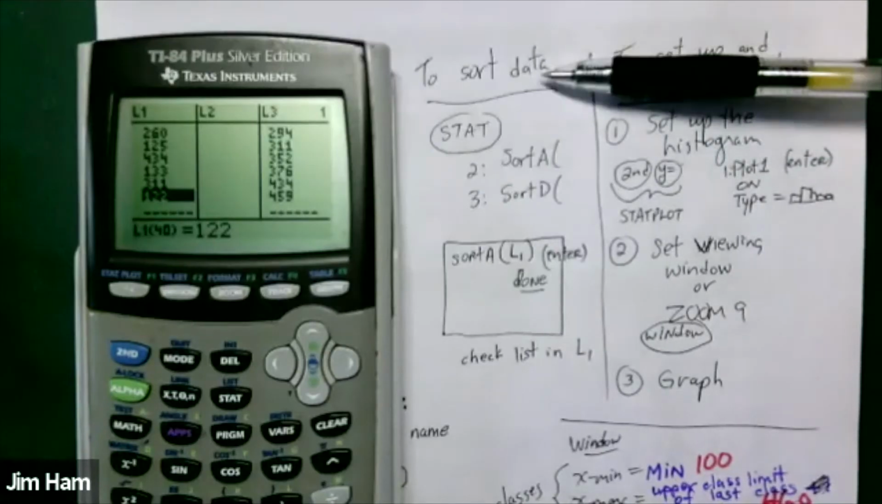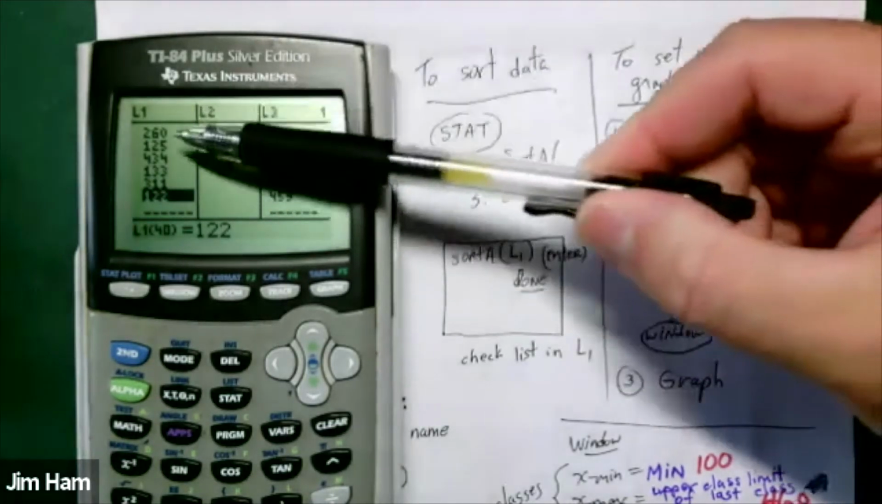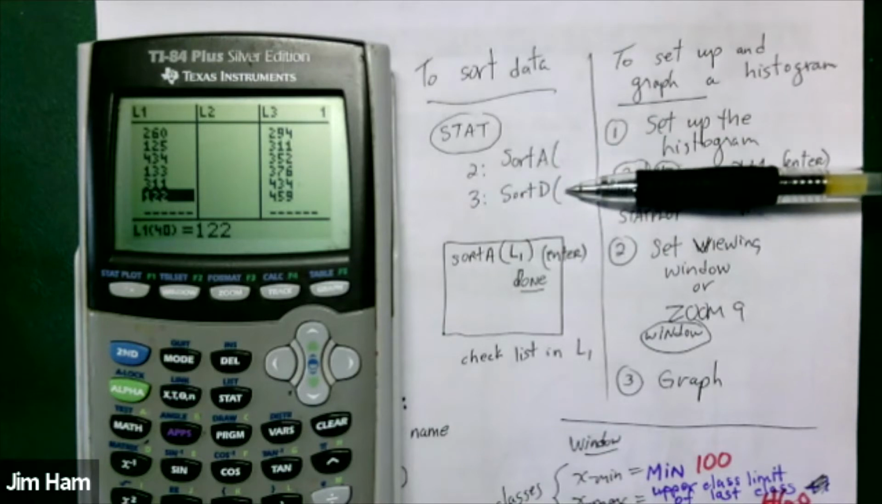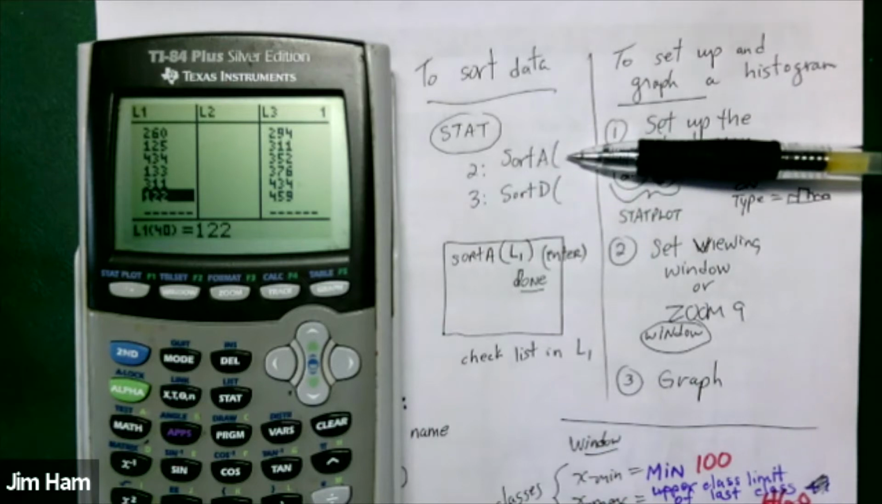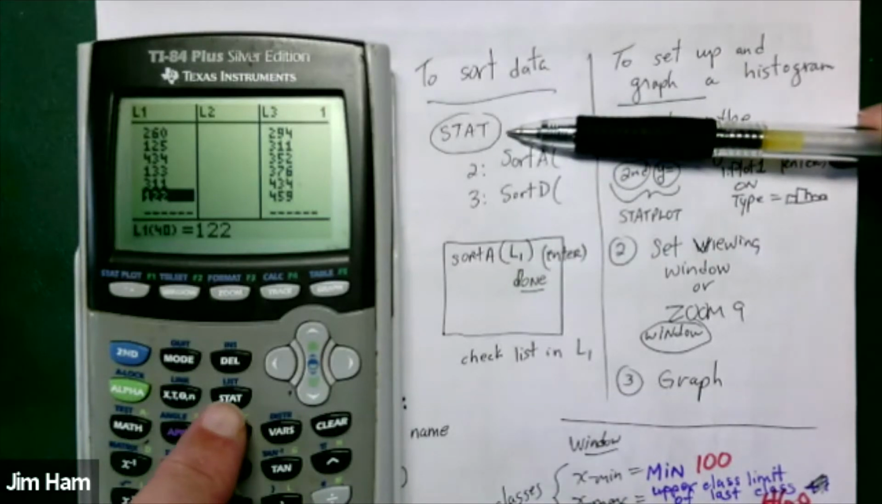All right, now to sort the data, which is the next thing we're going to do, you can see all of my data here are not sorted. There are two commands. There's sorting the data in ascending order, sort A, from smallest to largest, and then there's the other way, sorting in descending order from largest to smallest. I usually prefer just sorting data values in ascending order. So to sort the data, we're going to go to the stat key again here.